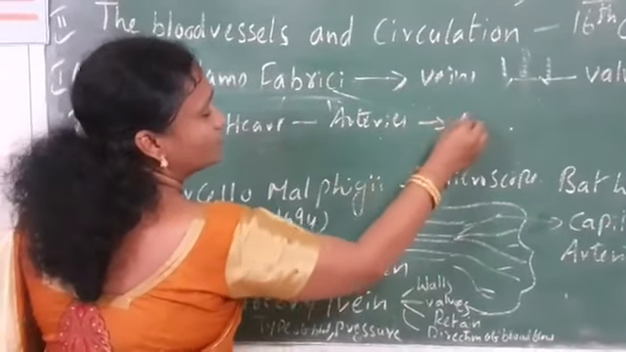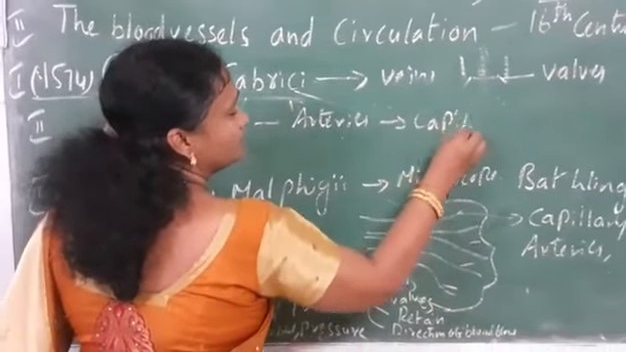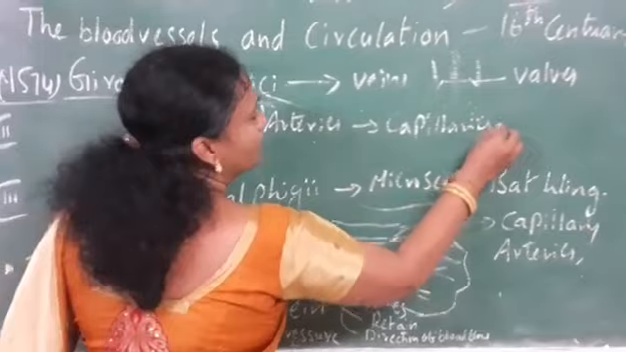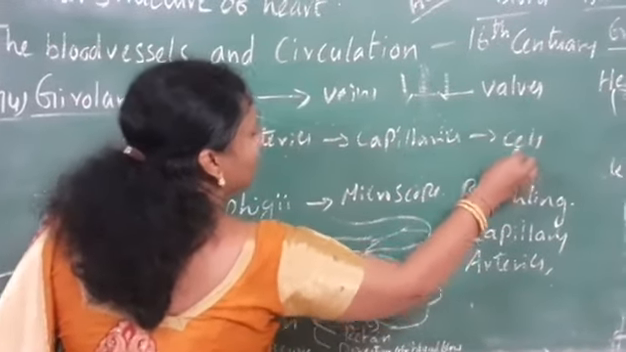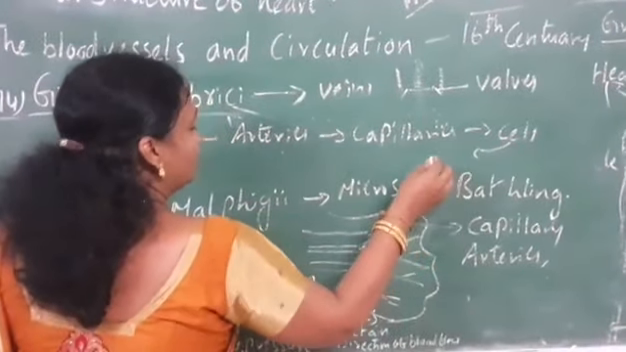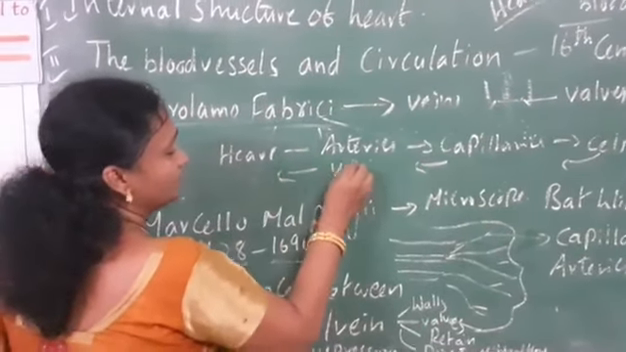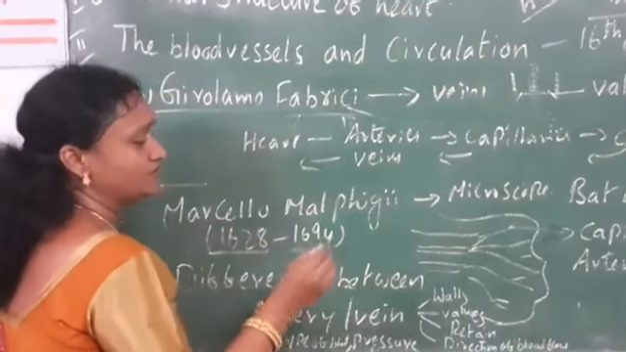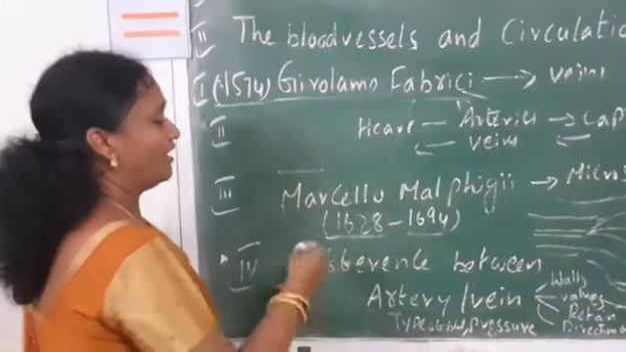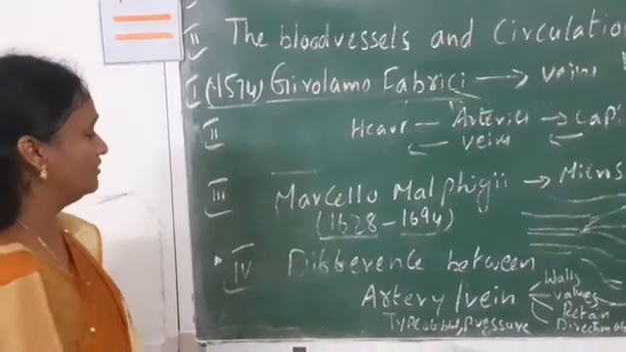From the arteries it goes to the capillaries. From the capillaries the blood goes to the cells. The way it enters, in the same way it will be sent back to the heart by the veins. So the complete circulation can be clearly explained after Marcello Malpighi's work.